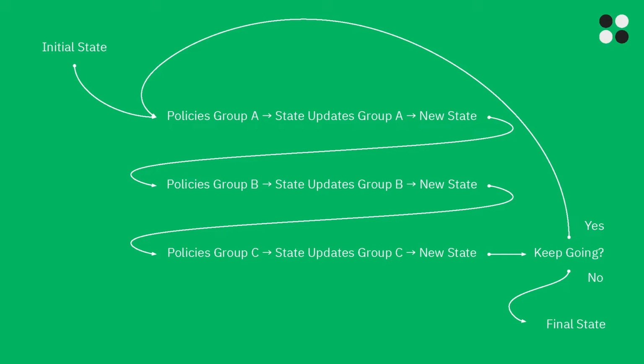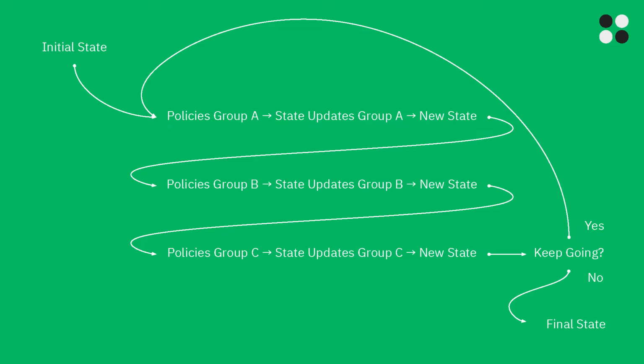So you have this initial state, which moves over to policies group A. Policies group A runs in parallel. So there might be 3 or 4 functions running, sort of ideas about what's happening. Those all run in parallel. They hand off their findings to the state update group. All of the state update functions inside of that group are run in parallel, but they all take the same information from the policies, and they result in a new state.